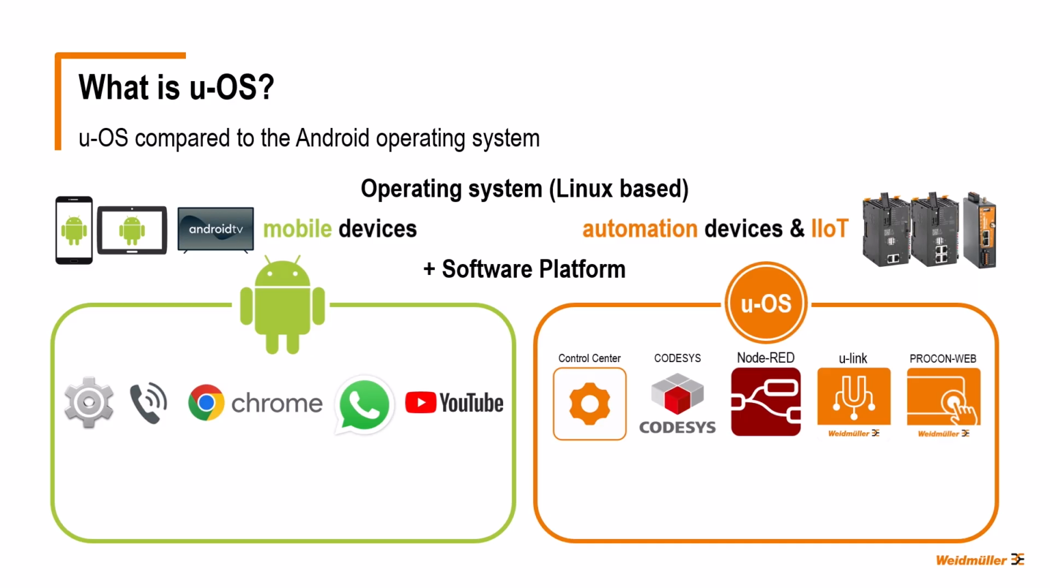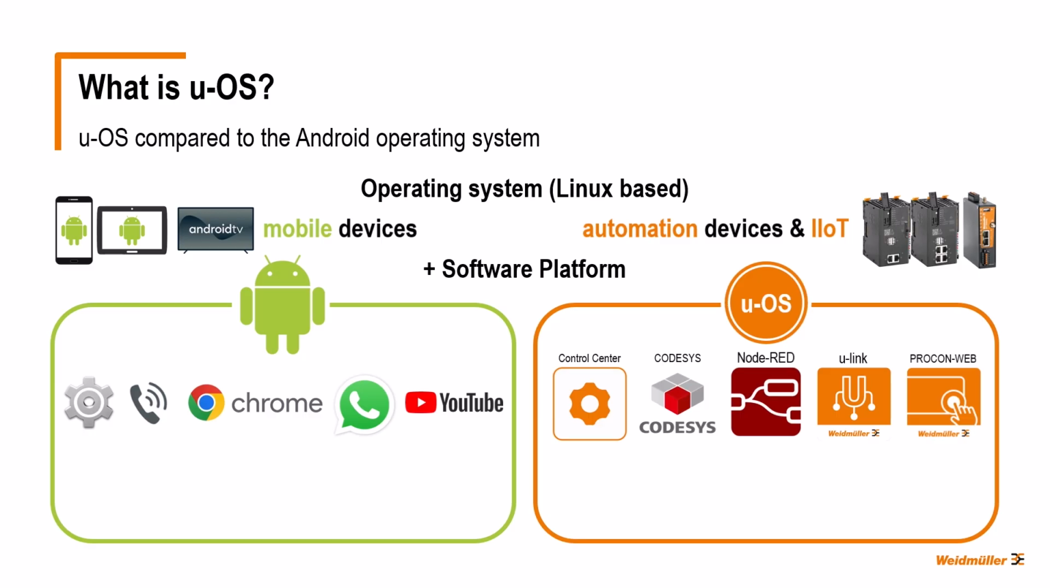Here we see a small selection of apps that are typically used for automation tasks. These are Codesys for running PLC programs created in the native Codesys programming environment, Node-RED to make services available in the IIoT and to access services hosted by UOS, Ulink for fast and secure access to remote machines and systems, or Procon Web for plant and system visualizations.